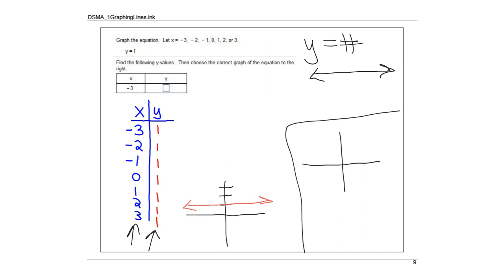So let's try another one. Let's say we have y equal to -3. Well, there's no variable other than y. We have a y equal to a number. So we know we have a horizontal line. What we're going to do is come down to -3, and we're going to draw a horizontal line straight through -3.